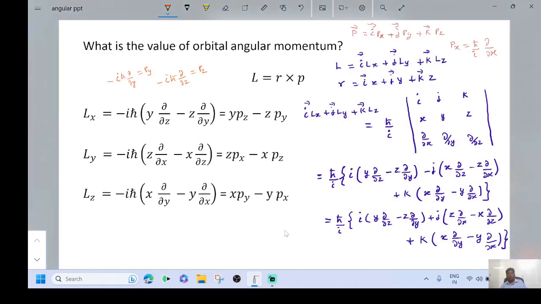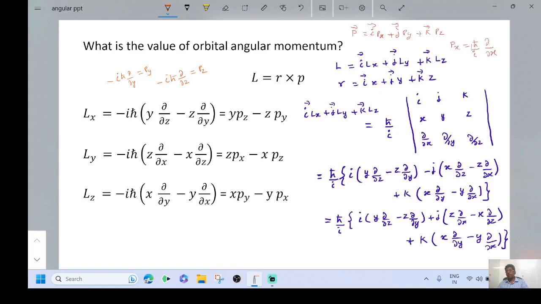Here are a few questions from the unit angular momentum. See the first question, the components of L. What is the value of orbital angular momentum? L equal to r cross p. Here L is a vector. You may express L in terms of i Lx plus j Ly plus k Lz. r is the position vector i x plus j y plus k z. p is our momentum vector i Px plus j Py plus k Pz.